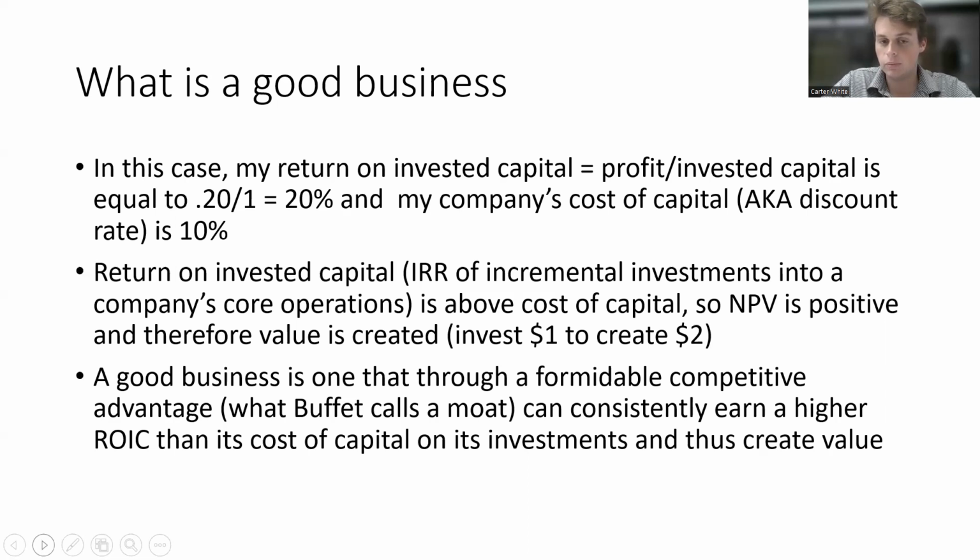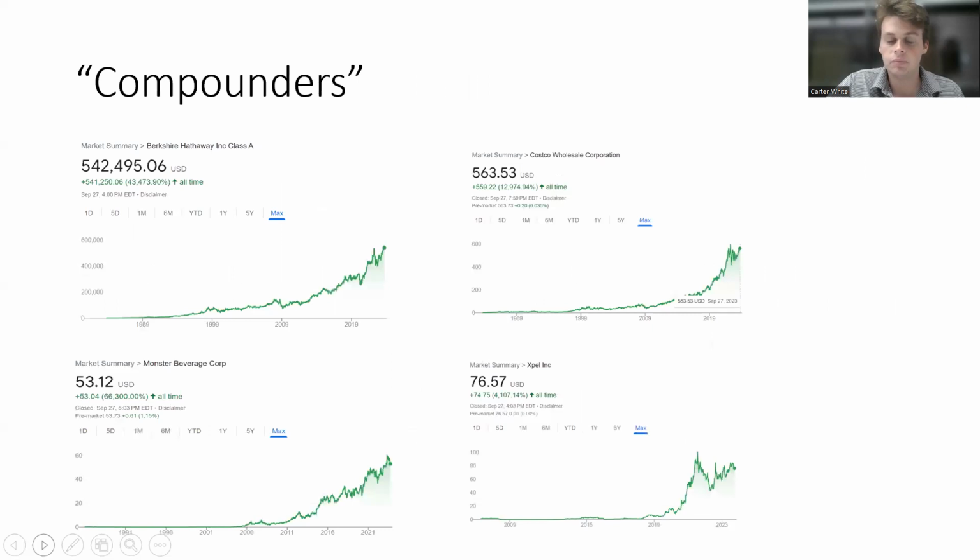So really, when you think about a good business, it should be passing this $1 test, right? A good business is one that, through a formidable competitive advantage, what Buffett would probably call a moat, can consistently earn a higher ROIC than its cost of capital on its investments and thus create value. So a good business is one where they can consistently do this. They put $1 into the business, and the present value of the future cash flows as a result of that investment will be more than that dollar that you put into the business. And that happens through having a formidable competitive advantage, or what a lot of people would call a moat.